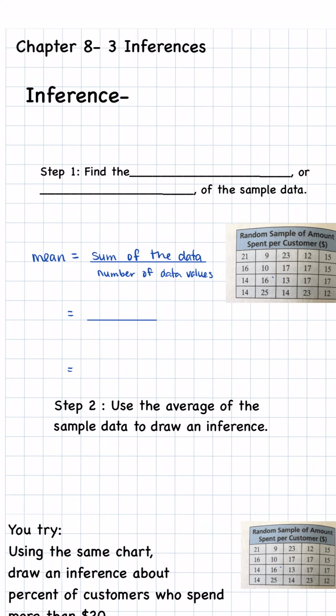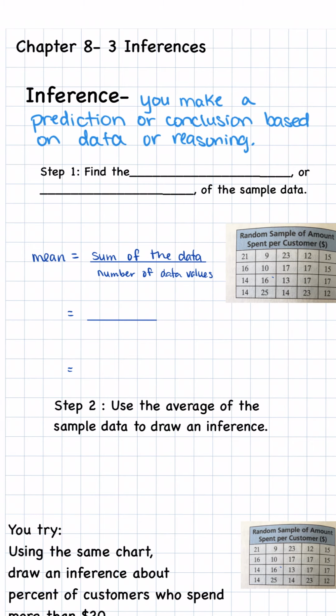When you draw an inference, you make a prediction or conclusion based on data or reasoning. Let's write that down. So an inference is when you make a prediction or conclusion based on data or reasoning. So we're going to look at drawing an inference about a population.